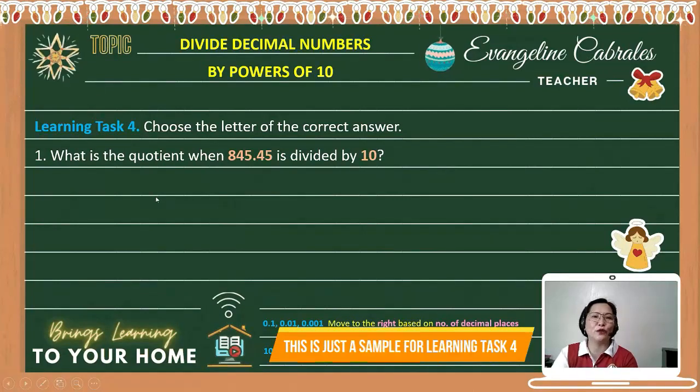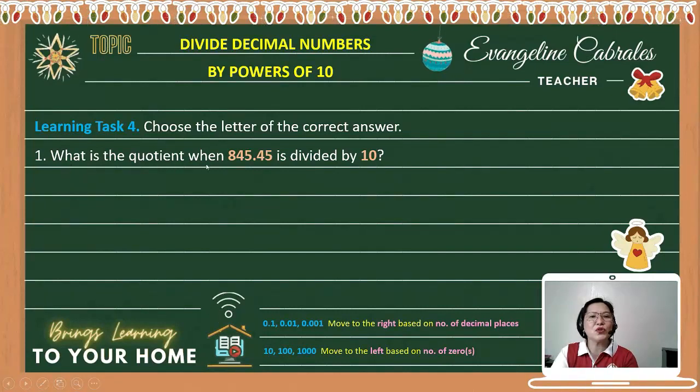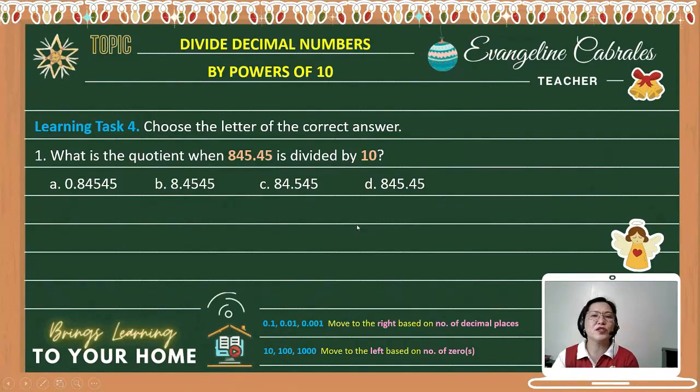For learning task 4, you're going to choose the letter of the correct answer. What is the quotient when 845 and 45 hundredths is divided by 10? Here are the choices. O, papunta saan ang movement? Kanan o kaliwa? Kaliwa, because this is 10, a whole number. So, kung ito ang decimal point, isang movement papunta sa kaliwa, mapupunta na ang decimal point sa pagitan ng 4 and 5. Anong letter ang sagot? Correct. That is letter C.